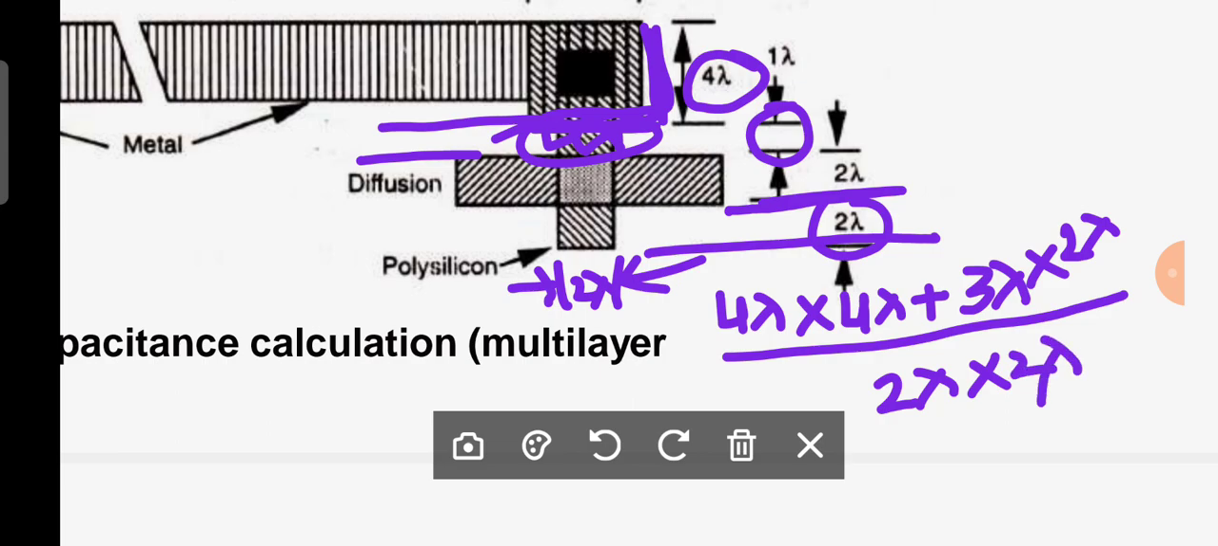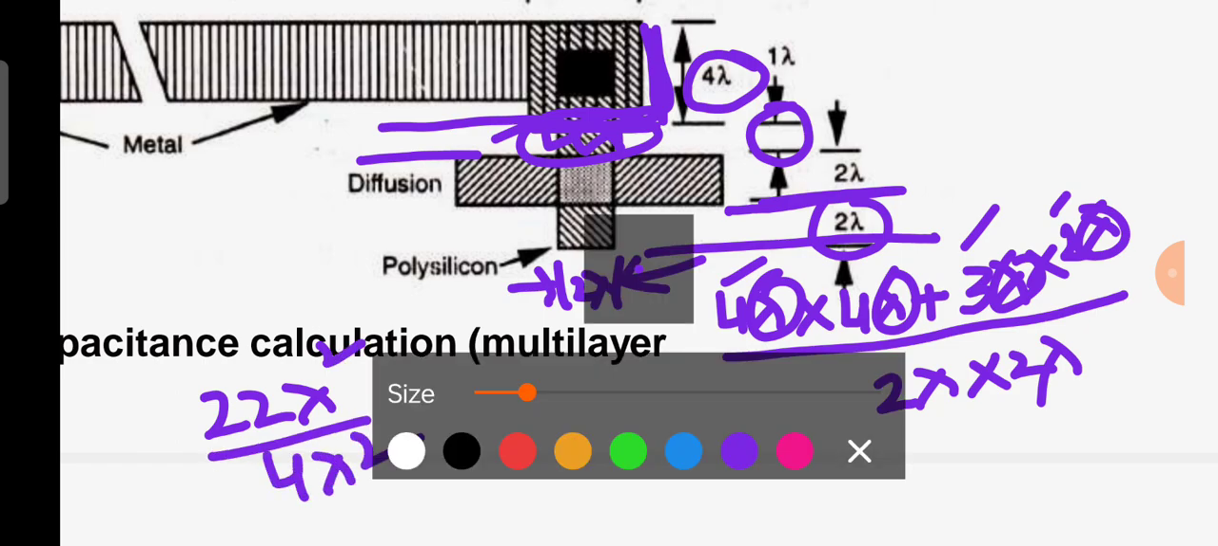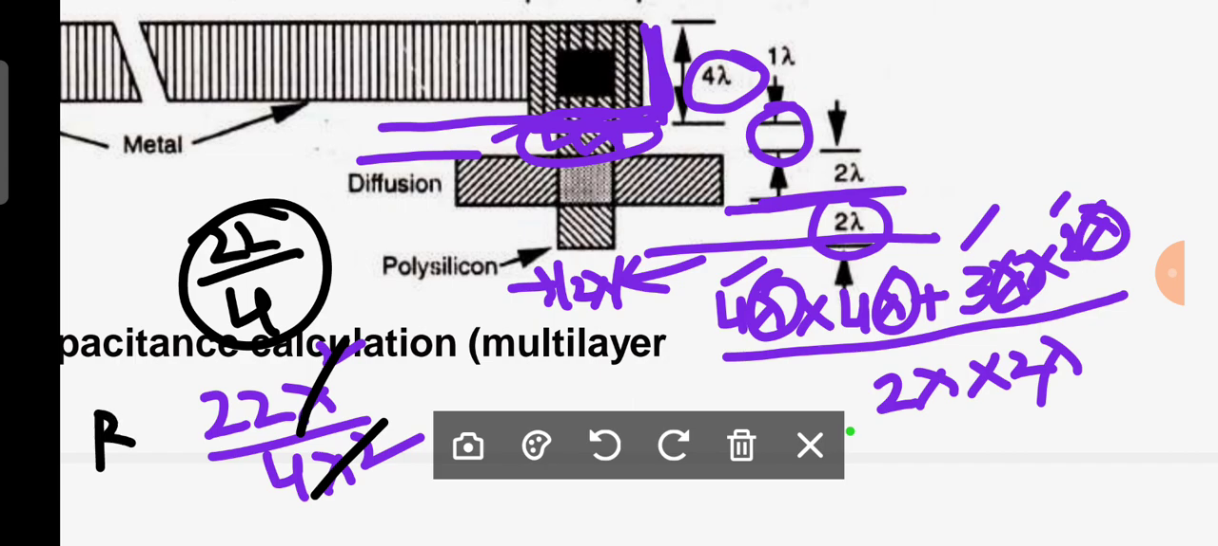Is it okay? That means you can observe that 3 into 2 is 6, 4 into 4 is 16. 16 plus 6, 22. Lambda into lambda, lambda square. Therefore, you can tell that 22 lambda square divided by 4 lambda square. Lambda square gets cancelled. Therefore, what is that? 22 divided by 4. Okay. Now, this is the relative area of polysilicon. We should multiply this relative area of polysilicon with whom? Absolutely. Relative C value. Is it clear?